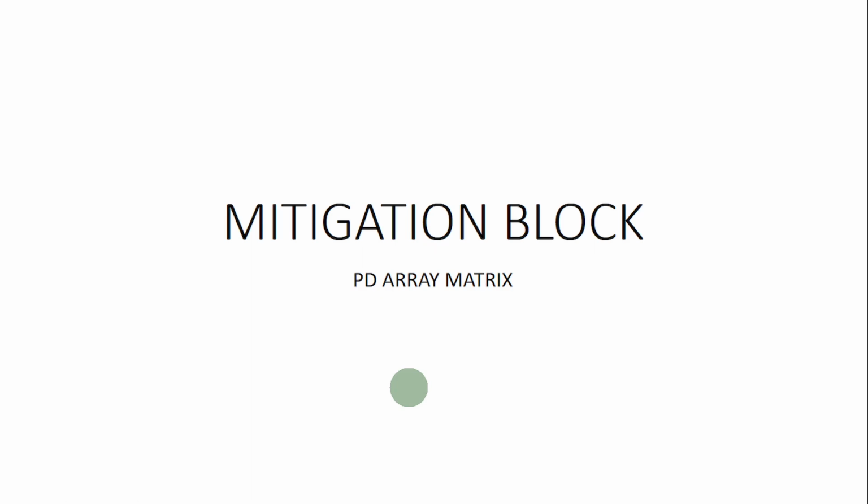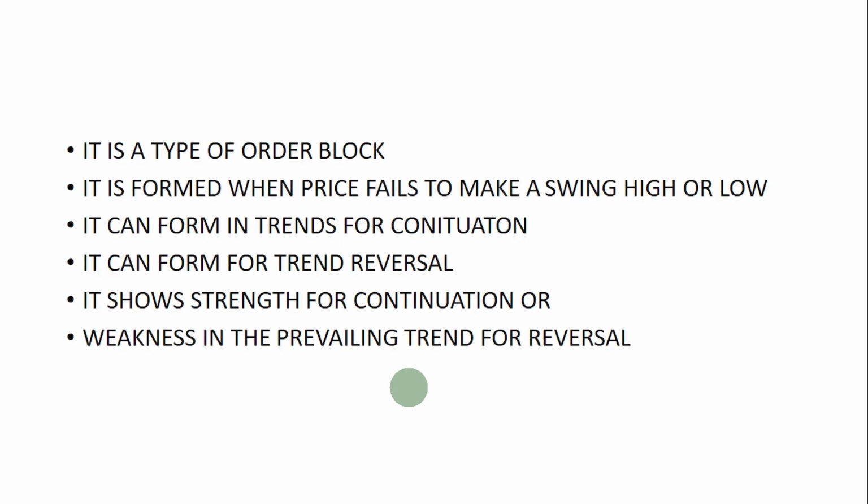So this lesson is going to be on mitigation blocks, which is a type of PD array metrics or institutional reference points. When traded to, we can engage entries. Okay. We are going to go into chart examples, but let's quickly look into this important fact.